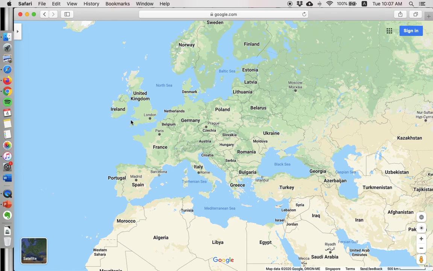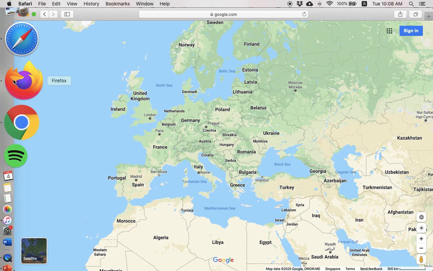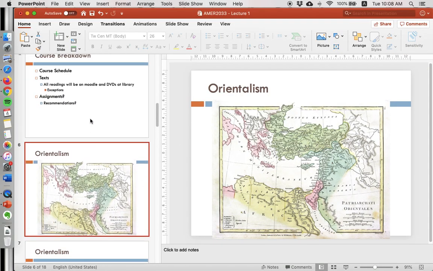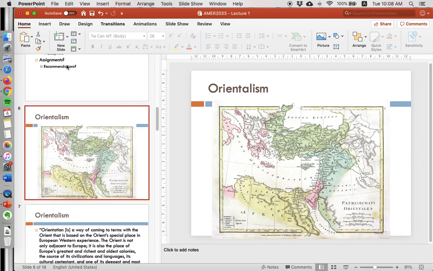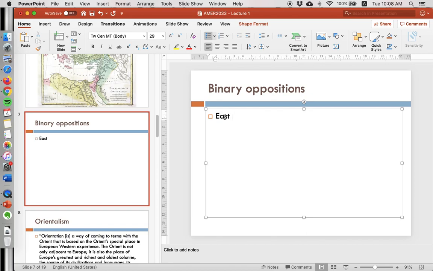is an idea that you are orienting oneself. Okay, so it's very important to understand these words such as east, west, orient. Okay, and what's the opposite of orient? Okay, it's the occident. Okay, so let me write these words down for you. So you have these kind of binary oppositions. East, west, right, and orient, occident.